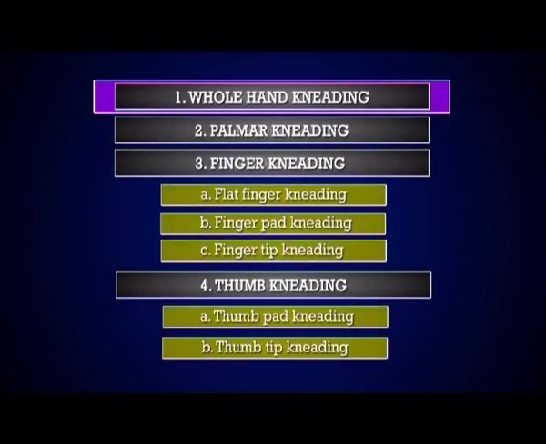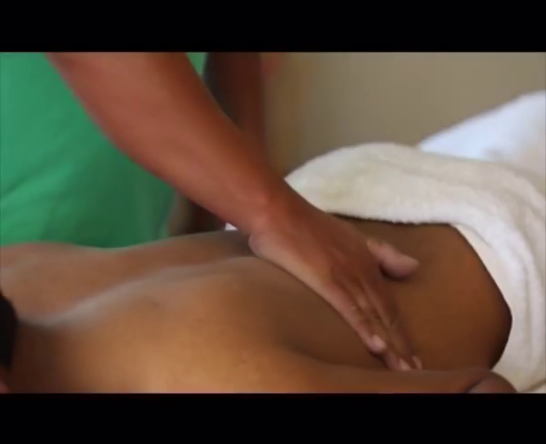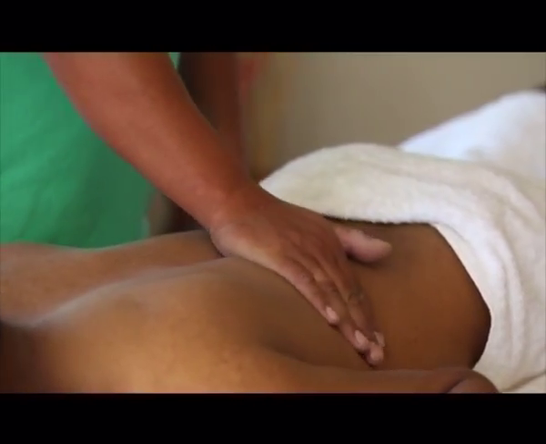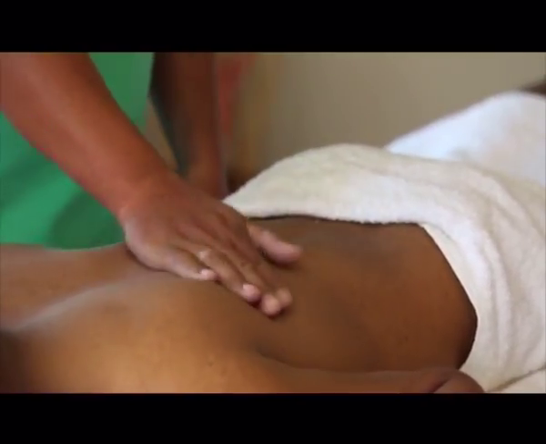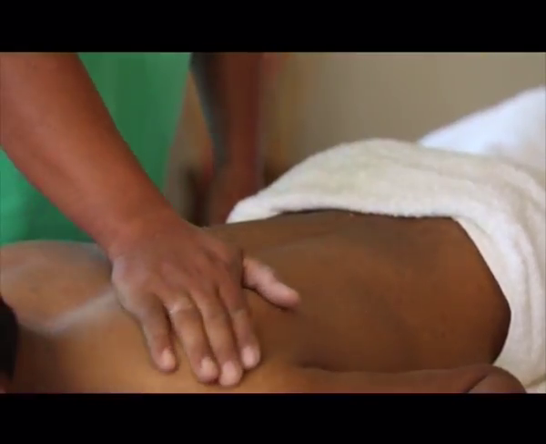So first coming to the whole hand kneading. Place the hand obliquely to the long axis of the part and maintain full contact using the entire palmar surface to perform the manipulation.